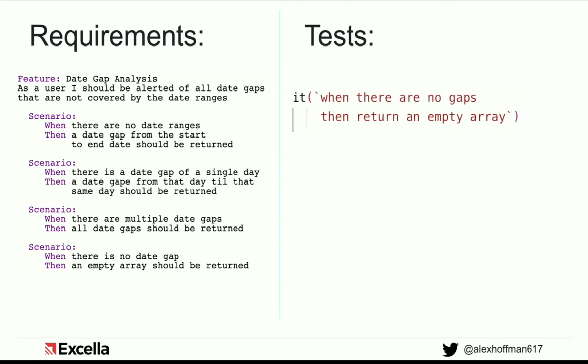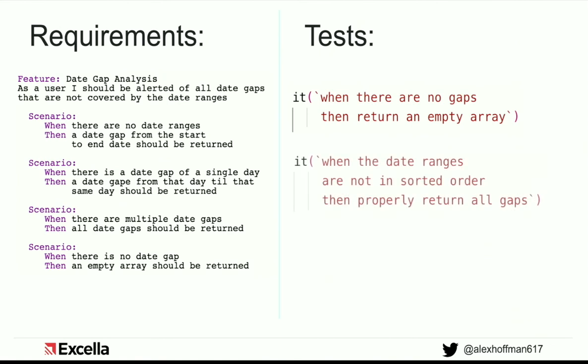The first one, when there are no gaps, then return an empty array. So this is our baseline test. This is the most basic thing. And you'd be surprised at how many times developers miss this test when they're testing after they write their code, because you want to get into the meat of your code. You want to test like the hard stuff that you just did or try and find the edge cases, and you forget about poor little what happens in a basic case. So that's not the case when you're doing test-driven development, because this is one of the first tests that you write.